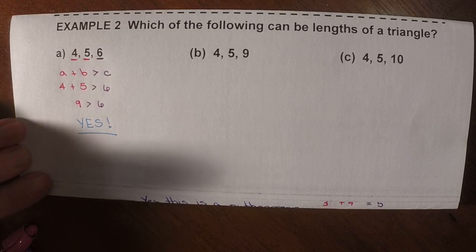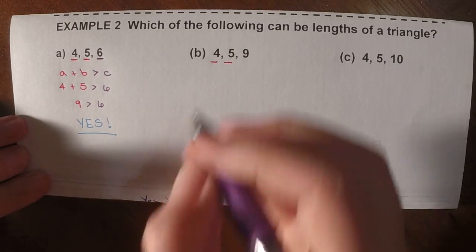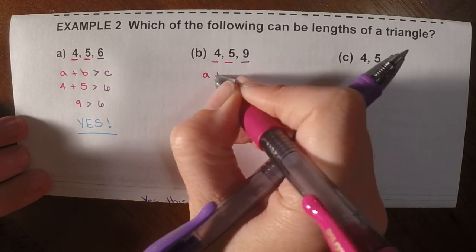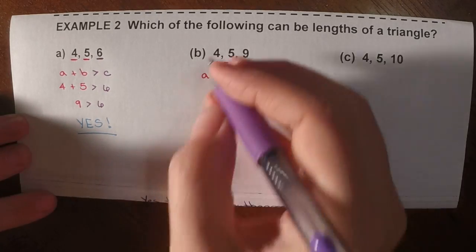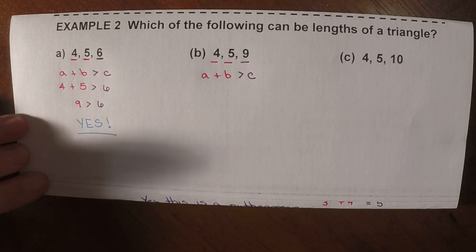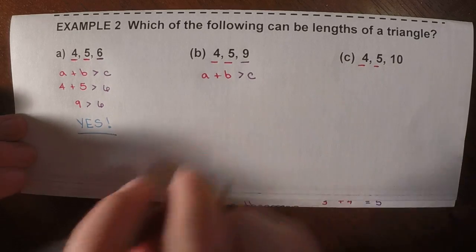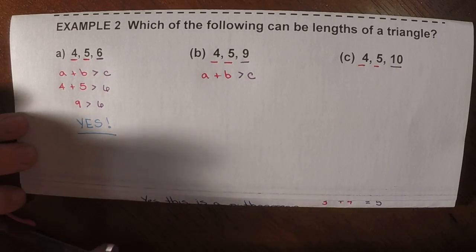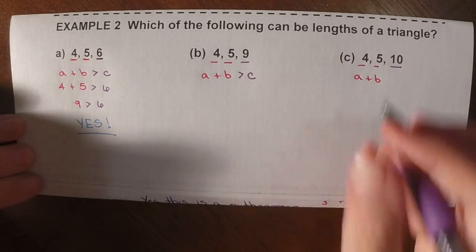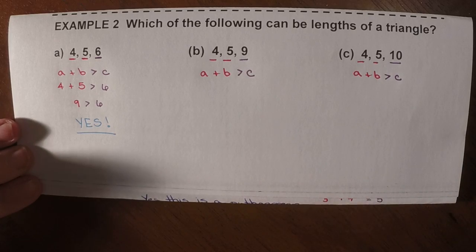So then, same idea. We've got 4 plus 5 compared to 9. Again, we would have our A plus B has to be greater than C. So you guys work that one out and let me know. And then the same thing here. We have 4, 5, and now 10. So now you see if A plus B is greater than C. So you work those out.